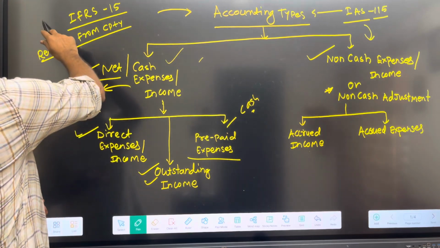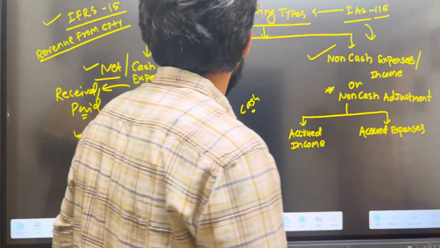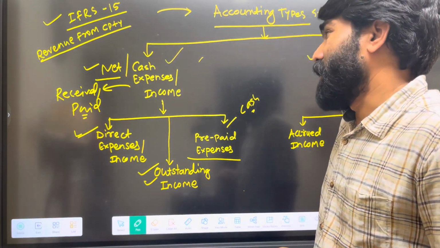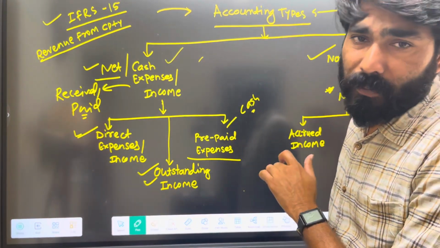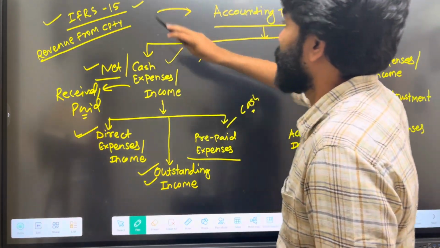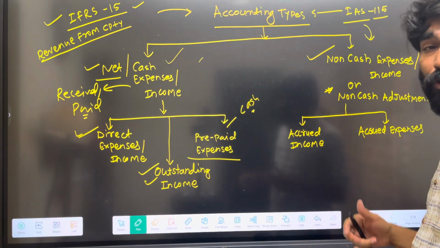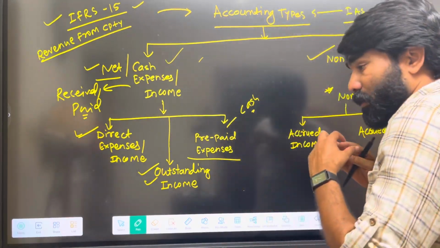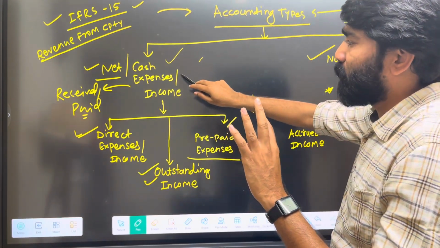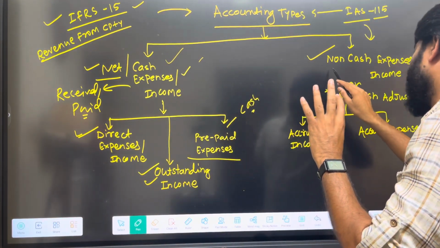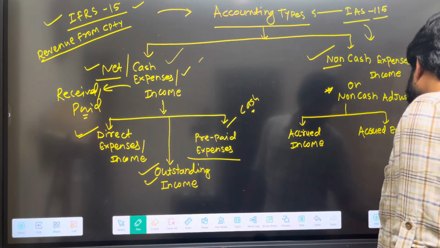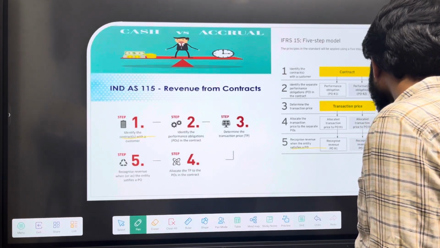And apart from that, IFRS, International Financial Reporting Standards 15, which defines revenue from the counterparty and how you can record it in the books of the fund. IFRS 15 defines the terms and everything. I hope now you got the idea about different types of accounting. There are two types of accounting, as I said. One is cash basis or net basis accounting, and another one is non-cash, which you can say accrual basis accounting methods.